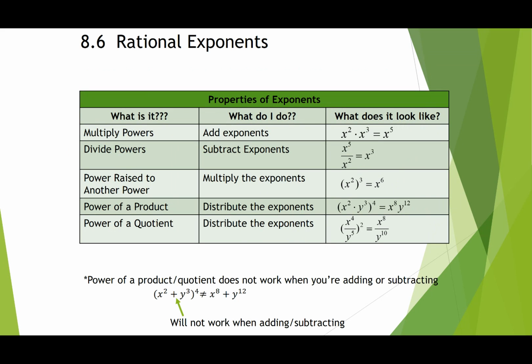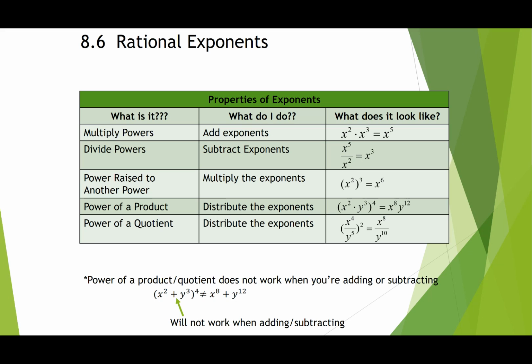All right, let's talk about some of the properties that we have for these exponents. So when we multiply powers, we actually add those exponents together. So here you can see we're multiplying x to the second times x to the third, but we don't actually multiply the 2 and 3 together. We actually add the 2 and the 3 together.